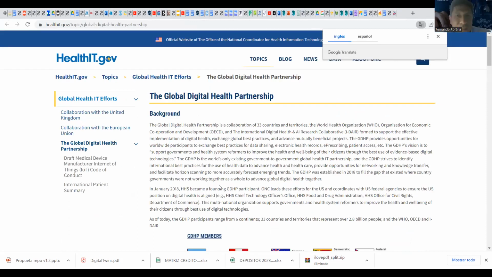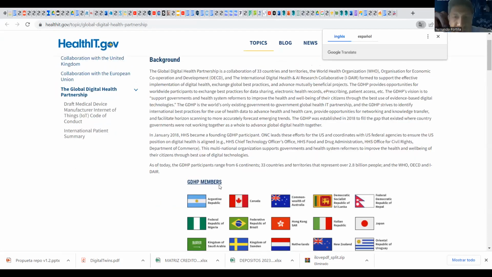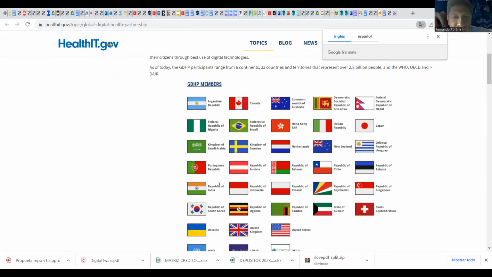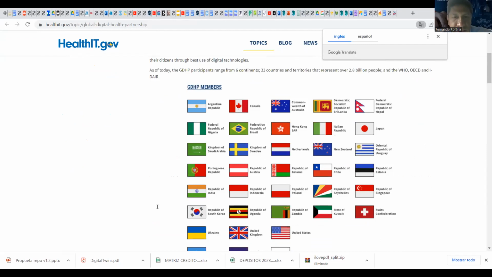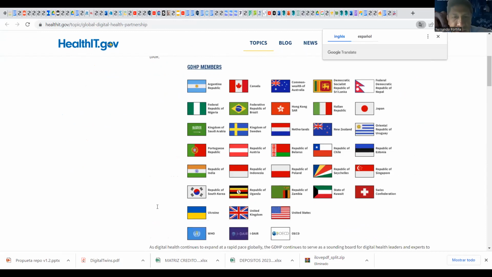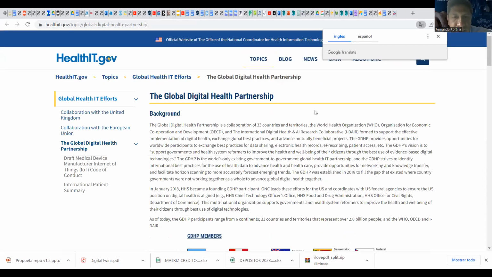The Global Digital Health Partnership, GDHP, is a group of countries that put together the project to start developing interoperability based on this standard. And there are different countries in the region. We can see Argentina, Uruguay, Mexico also, well, Chile. So this is very interesting. So that site is helpful then for you to take a look at different experiences.